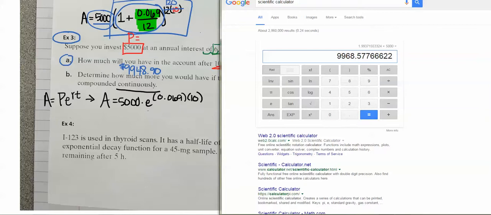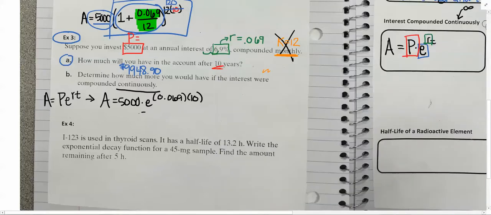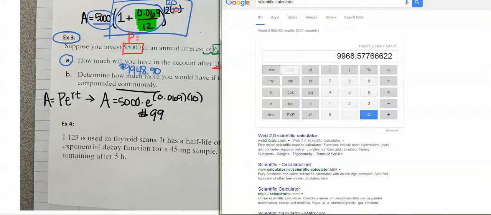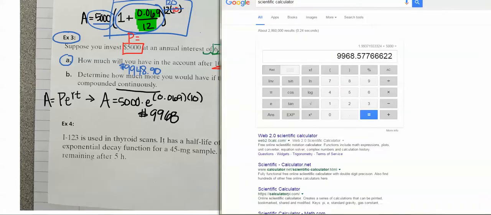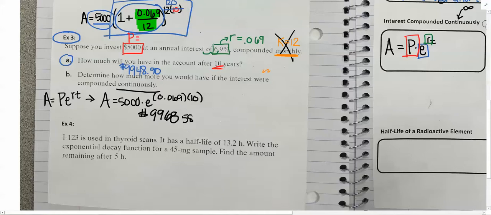You're not going to notice a huge change here, but there is a difference. So it's 9,968 and 58 cents. Okay, so we can subtract these two, and it looks like we're going to make an extra like 20 bucks. Yeah, 20 bucks for doing nothing though. That's not bad.